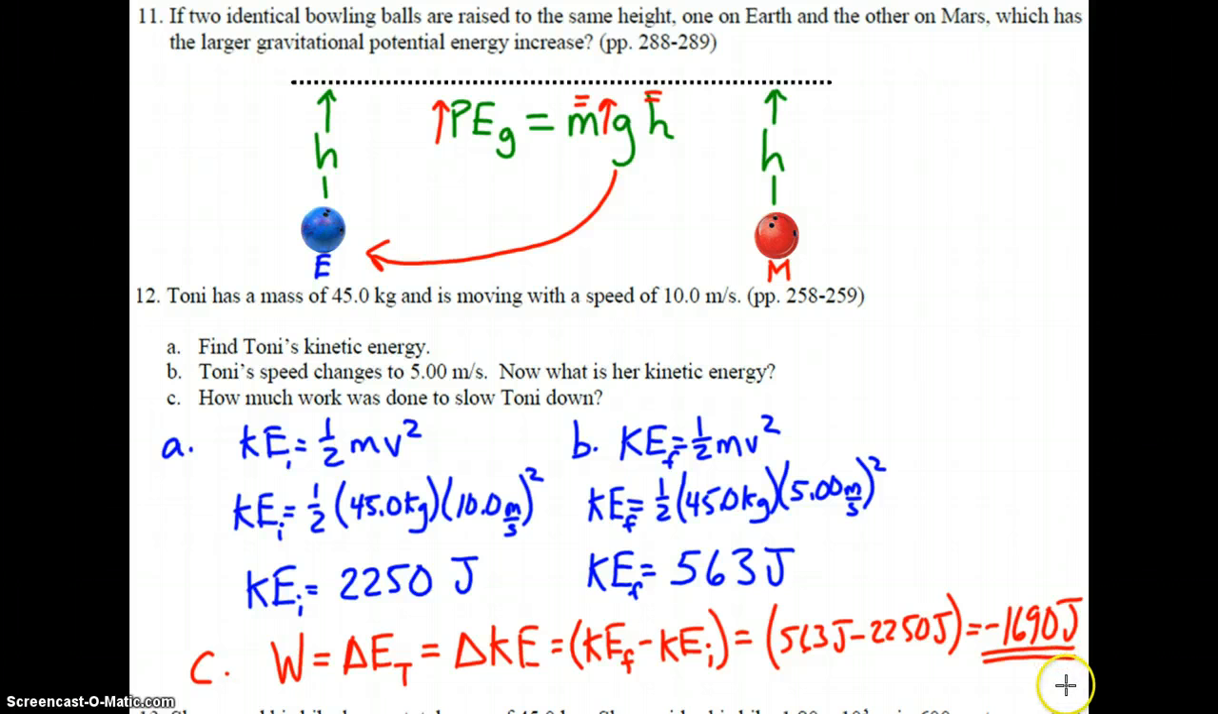Is it okay to have negative work done? The answer is yes, because what this indicates to us is that energy was lost. That should make sense to us, because the kinetic energy was lost and used to slow her down from 10 meters per second to 5 meters per second. So there's a loss of kinetic energy here, and a loss is indicated by the negative sign.